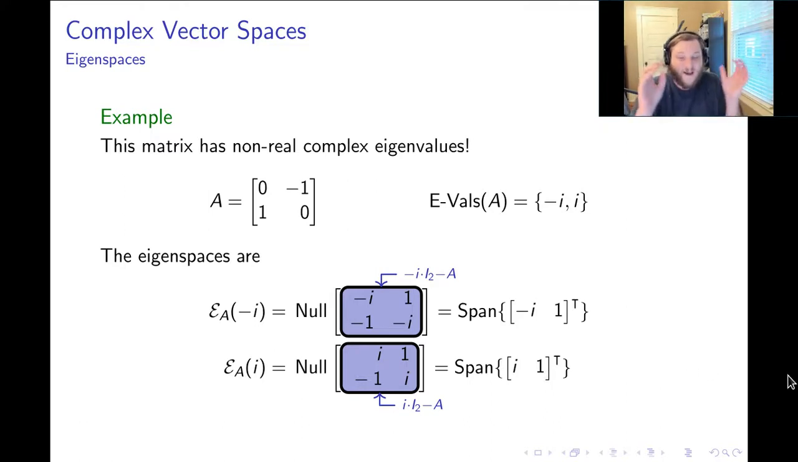So since we care about eigenvalues, we can't ignore the theory of complex numbers, because a perfectly good real matrix might have complex eigenvalues that aren't real numbers. So we have to incorporate this into our theory in order to complete our theory.